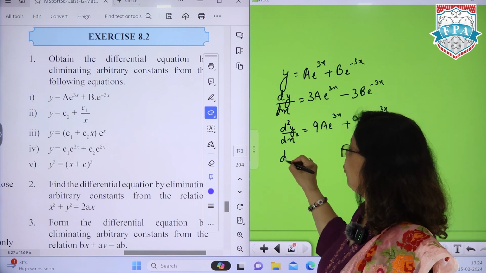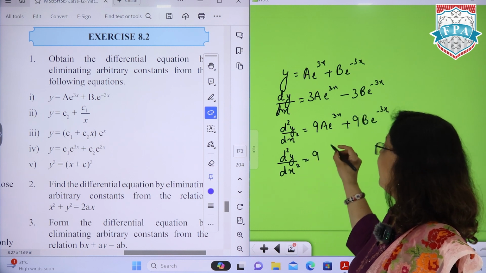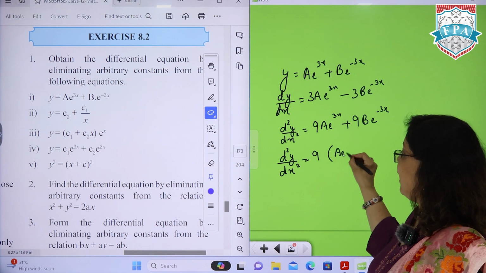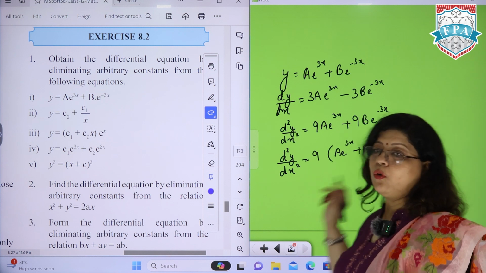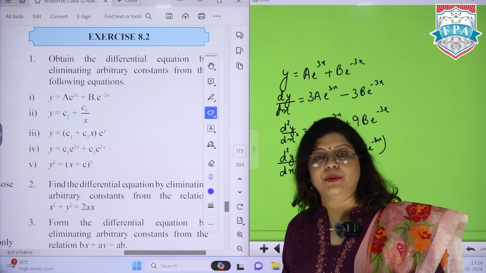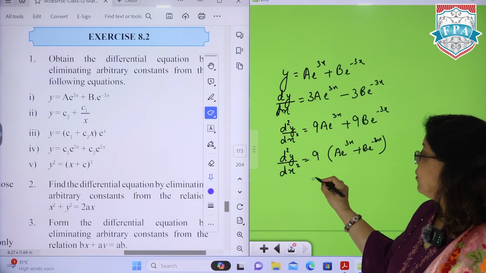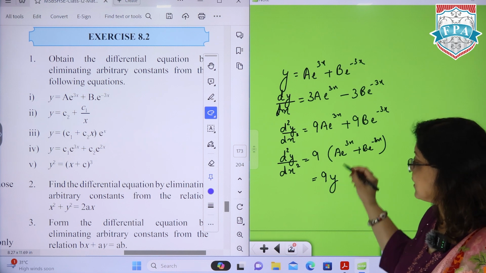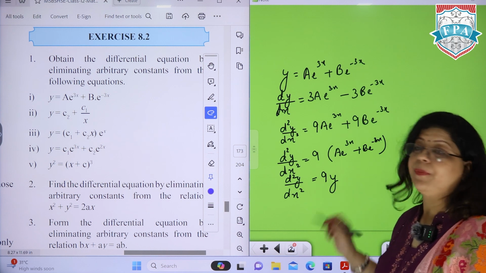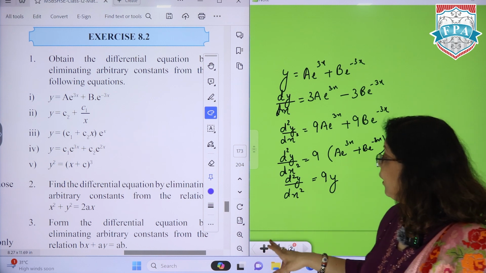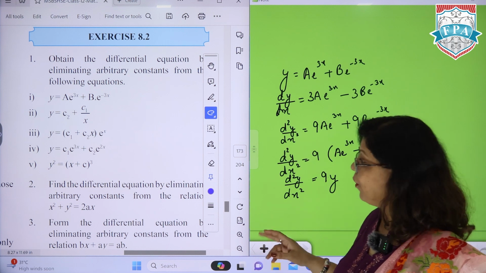So ultimately what you are going to get is d2y by dx square is equal to 9, then in the bracket you can write a e to the power 3x plus b e to the power minus 3x. Because what we have to do is remove those arbitrary constants from the equation. So this thing is actually y. So your final answer will be, by replacing this as y, d2y by dx square is 9y. In this manner we complete the differential equation formation of a question.